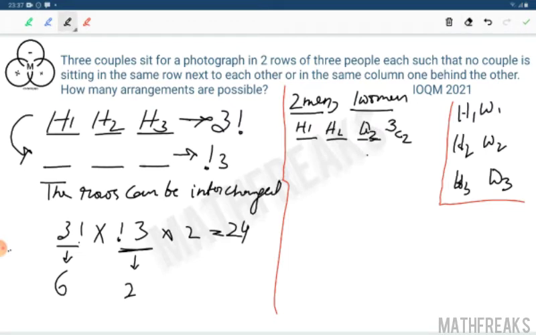W2, then we are left with W3, W1 and H3. H3 should be here or here, either in one of the corners. Suppose in this corner, then W3, W1. This is possible. This is possible.